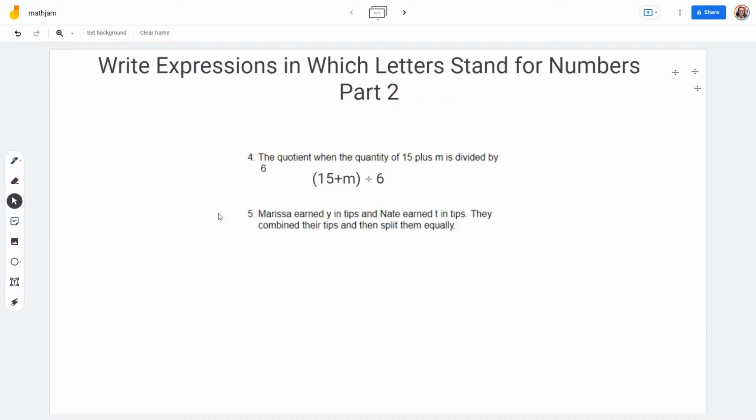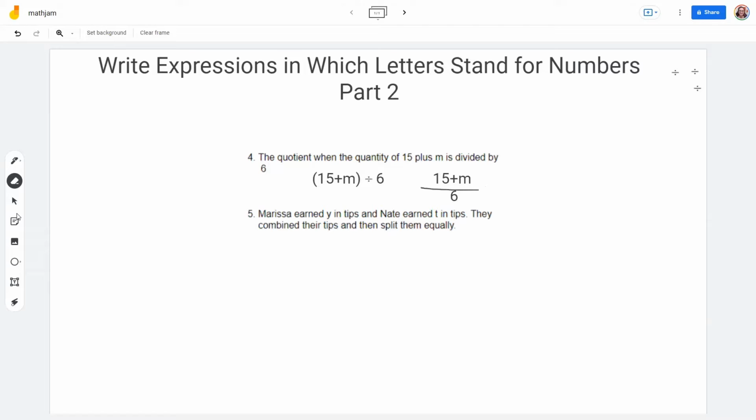Now, of course, there is another way that we could write that. So let me go ahead and show that to you as well. So that is 15 plus m divided by 6, or we could say 15 plus m. And then we would go ahead and, so it won't let me use the line, but hold on one second. We'll put it in here, divided by 6. So it would look like that.